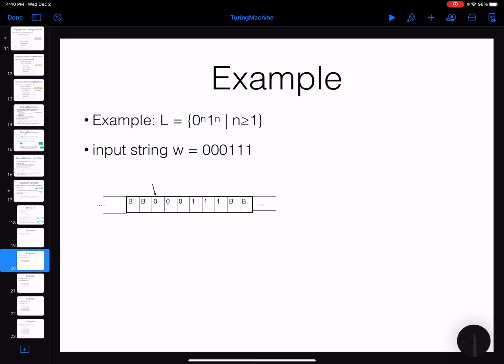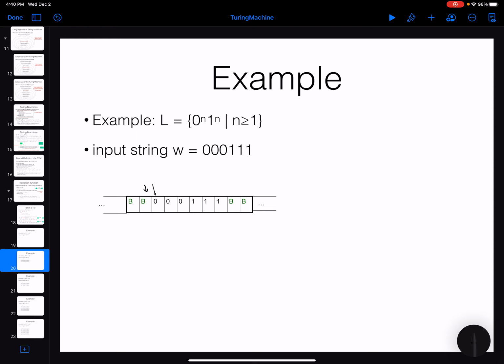Okay, at the beginning, the string has been written over the tape, and the head is referring to the very first, the leftmost symbol of the input. So on the left of the 0 is going to be a blank. That shows that this is the end of the input, or basically this is the beginning of the input.